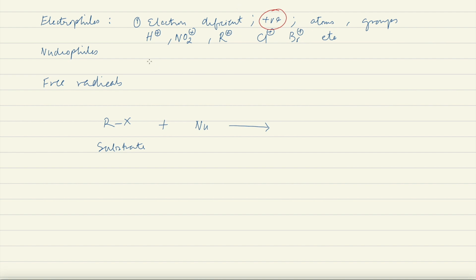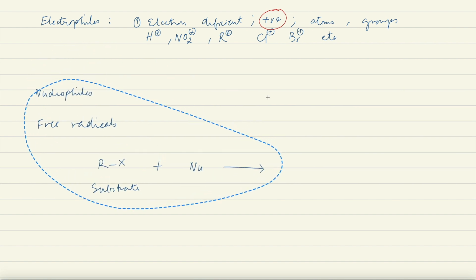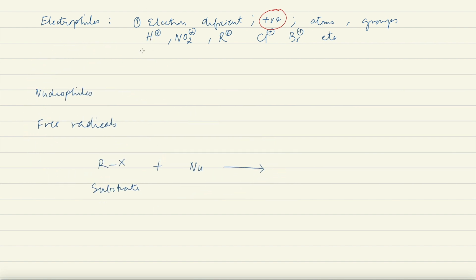Now they can also be neutral, like for example aluminum trichloride. These are electron deficient, it has an empty orbital. Boron trifluoride, and then we have say Br2, which can undergo bromination type of reaction. Carbon dioxide. Now these are also electrophiles. So SO3, all these are electrophiles.